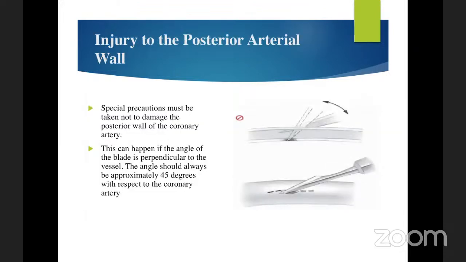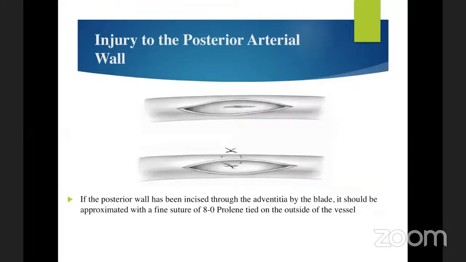You have to take a special precaution not to damage the posterior wall of the coronary artery. This can happen if the angle of the blade is perpendicular to the vessel. So the angle should always be approximately 45 degrees with respect to the coronary artery. If the posterior wall has been incised through the adventitia by the blade, it should be approximated with a fine suture of 8-0 Prolene tied on the outside of the vessel.